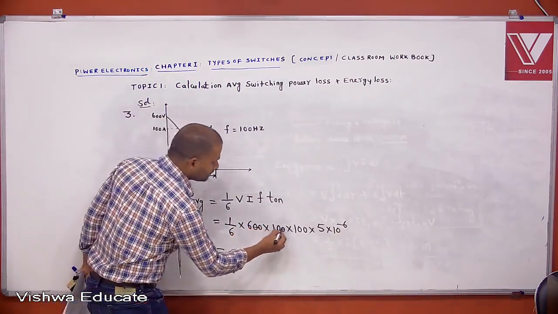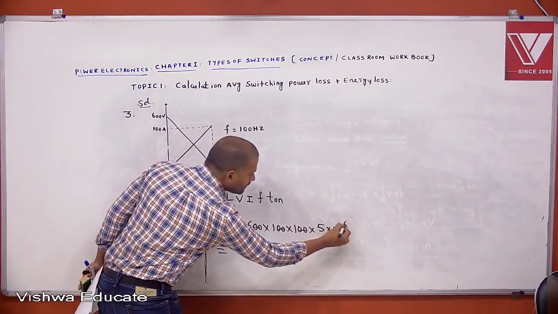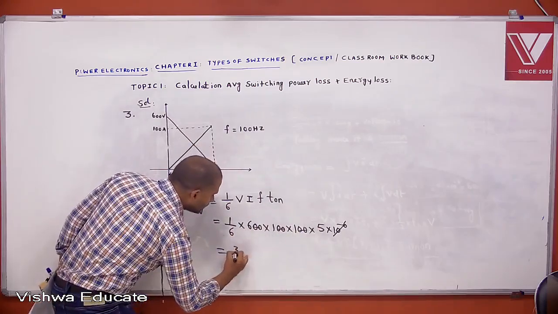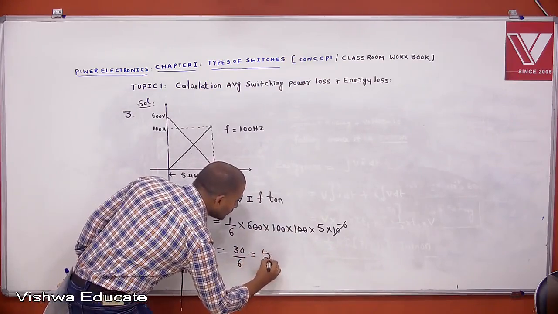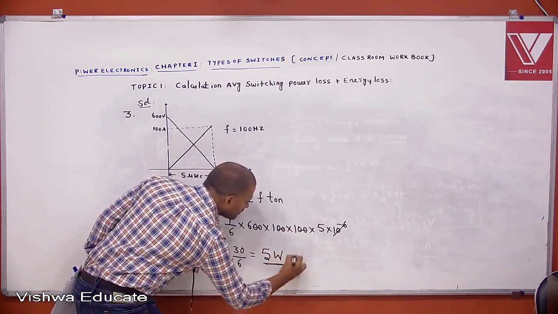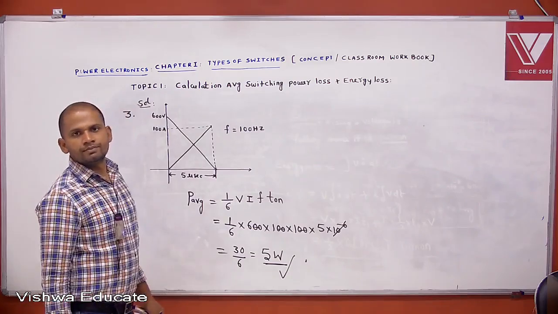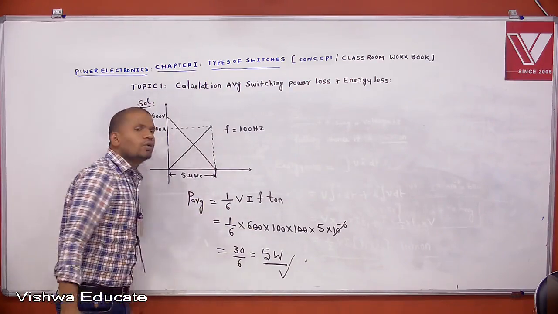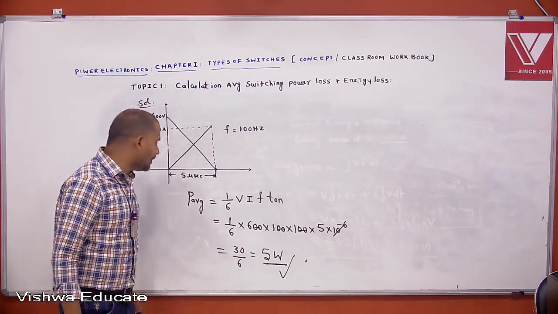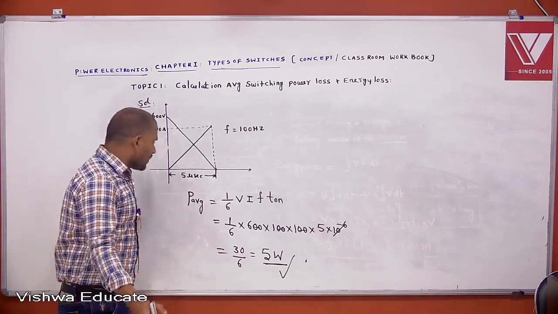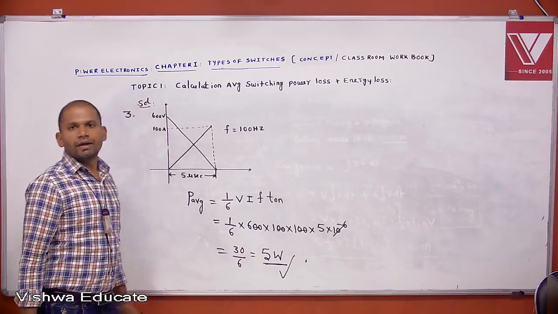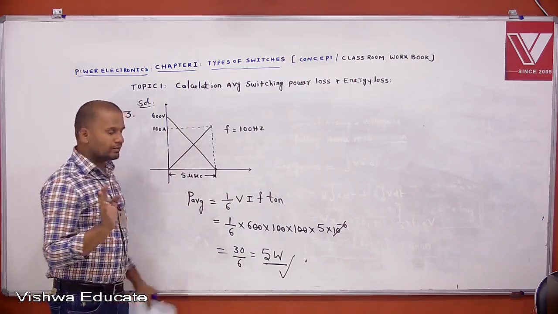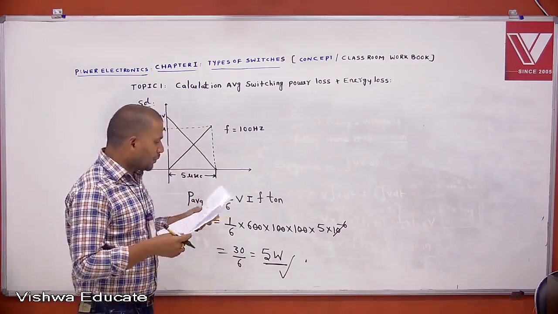This 6 cancels out. Then 30 by 6 into 5. 30 by 6, how many watts? 5 watts. This is the answer. For linearly rising and linearly falling, the average power loss equals 1 by 6 VI into F into T on. Then what is the average power loss? The average power loss equals 5 watts. Understood? Okay? Very simple. See the next problem.